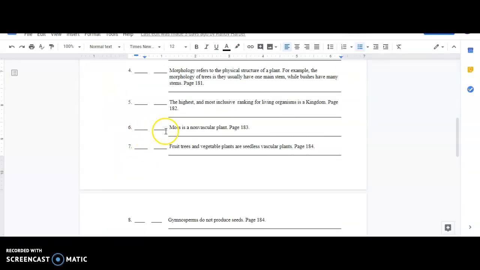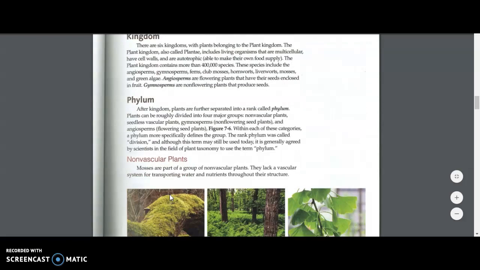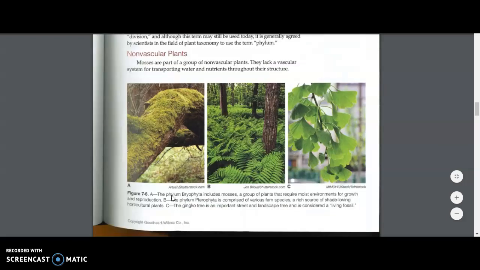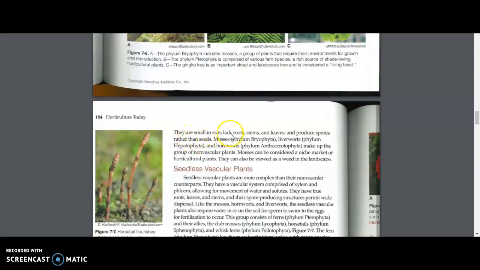Number 6 says moss is a non-vascular plant. Non-vascular plants. Mosses are part of a group of non-vascular plants. They lack a vascular system for transporting water and nutrients throughout their structure. They are small in size, lack roots, stems, and leaves, and produce spores rather than seeds. Mosses, liverworts, and hornworts make up the group of non-vascular plants.